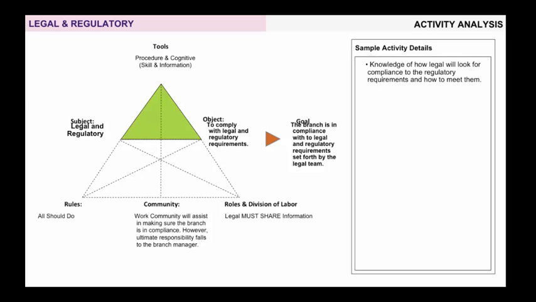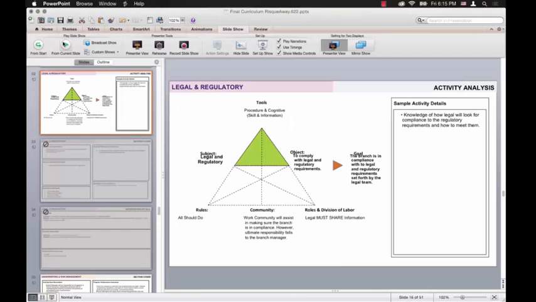Again, the ultimate goal here is to make sure that their branch is within the parameters and compliance of legal and regulatory, and all should do this. The ultimate goal here is to have knowledge of legal and regulatory as the requirements and how to meet them.